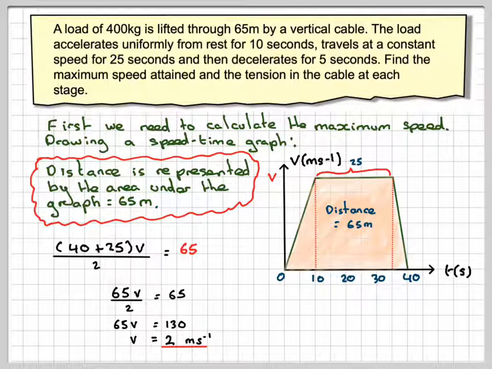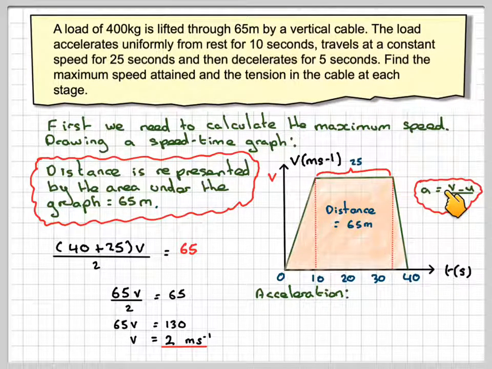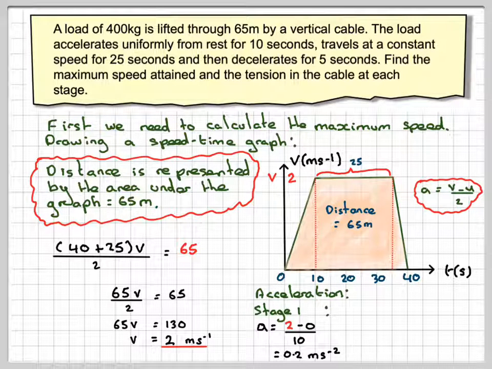Right, now that's answered the maximum speed. So this point here is the maximum speed of 2. And we know that a is v, the final speed, minus the initial speed, divided by the time. So for stage 1, the acceleration is going to be 2 minus 0, because it starts from 0, divided by 10, and that's going to give me 2 tenths, which is 0.2 meters per second squared.